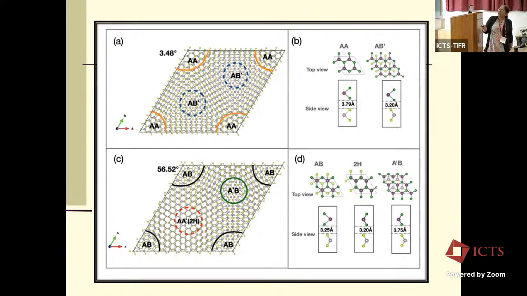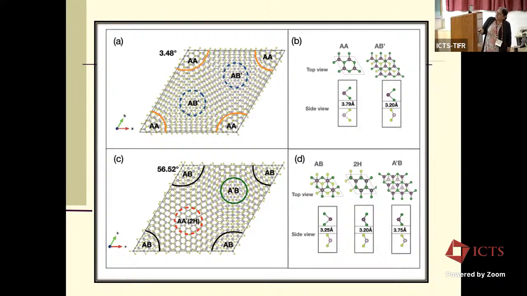So essentially we'd have different sets of stackings in both cases. The rest of the details come out to be the same: where you have these AA-type regions of AA stacking, the interlayer separation is about 3.8 angstroms, and where you have the staggered type of stacking, the interlayer separation comes out to be about 3.2 angstroms.